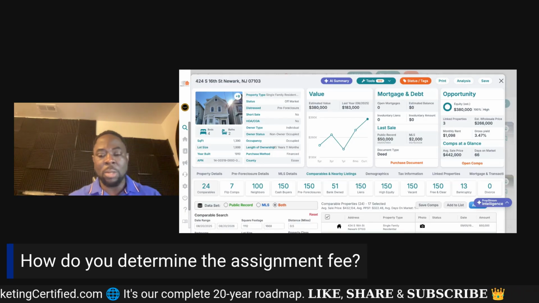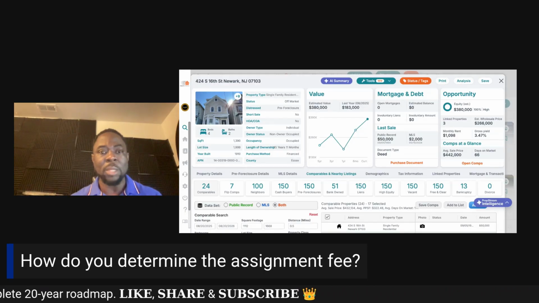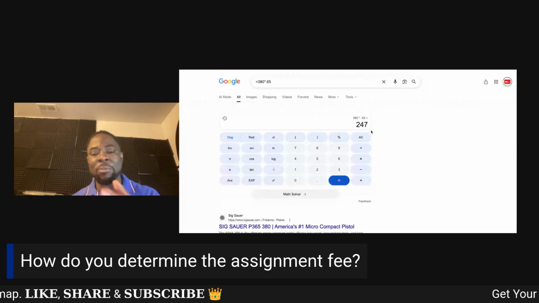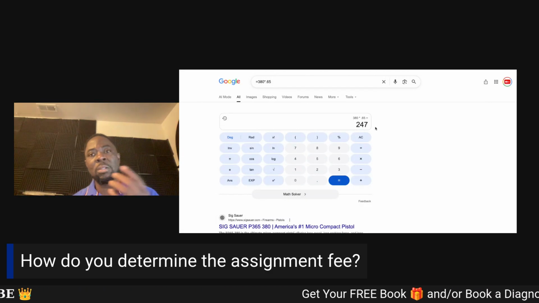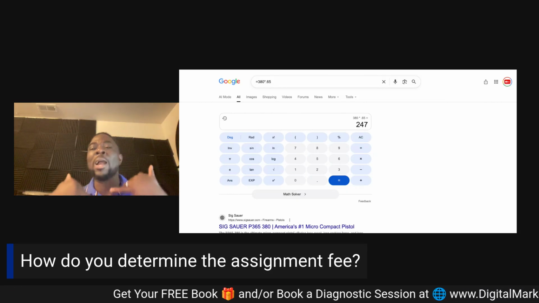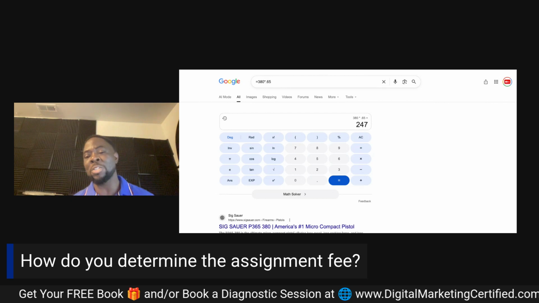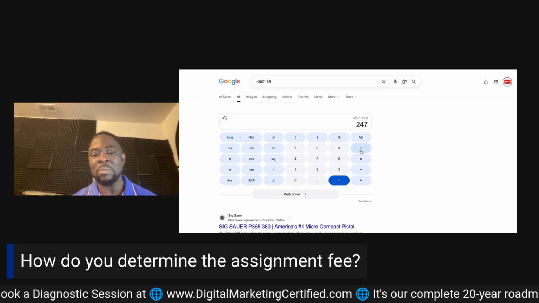380 multiply by 65.65, right? What do we have? We have $247,000. Now you would determine, okay, this is a property that you're trying to make an offer on, right? Hopefully you've asked questions about the condition of the property and the estimated cost of repair. Whatever number they tell you is fine.